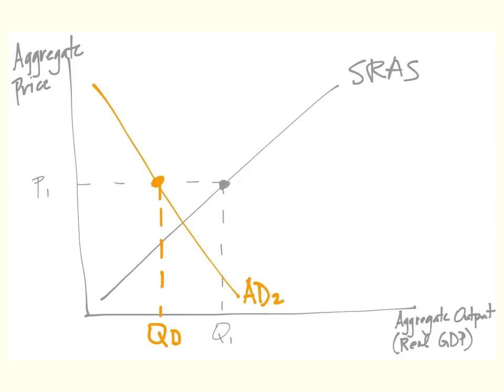And sure enough, if you take a look at Q1 and QD, the orange and the gray quantities, at the price level of P1, there is Q1 supplied and QD demanded. There is going to be a surplus of goods. So we do expect there to be downward pressure on the price, and the economy should start to move back to its new equilibrium.